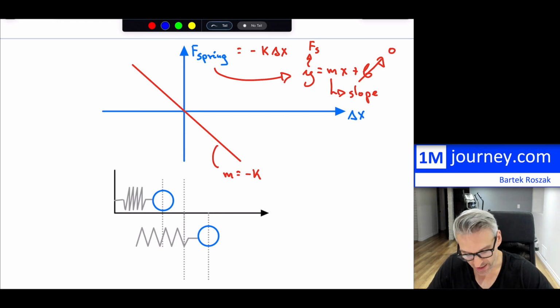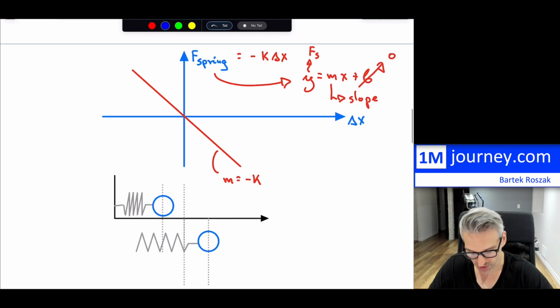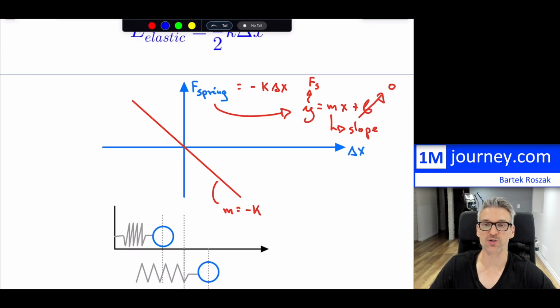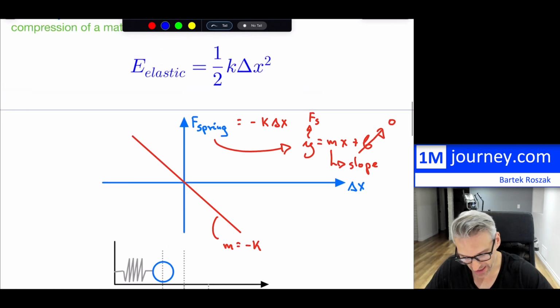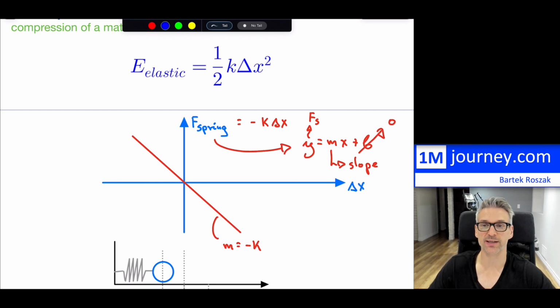So now, why did I show you all of this, and why did I show you this graph? This graph should be understandable for you in terms of what the actual force would be related to the slope, which is just this negative k that we have from Hooke's law. Well, how does this relate back to the amount of elastic energy? Now, that's going to take you a little step backwards.